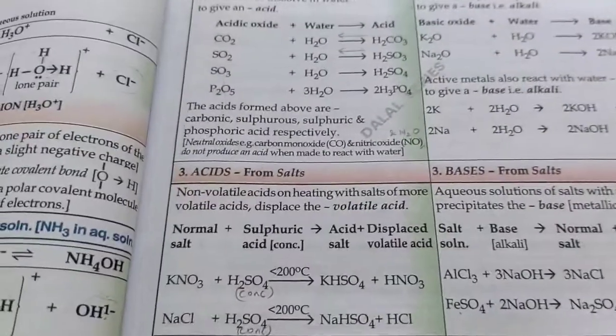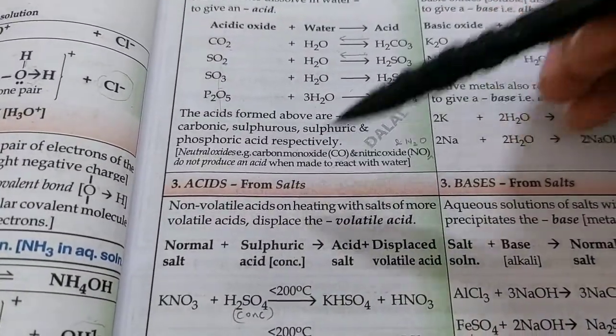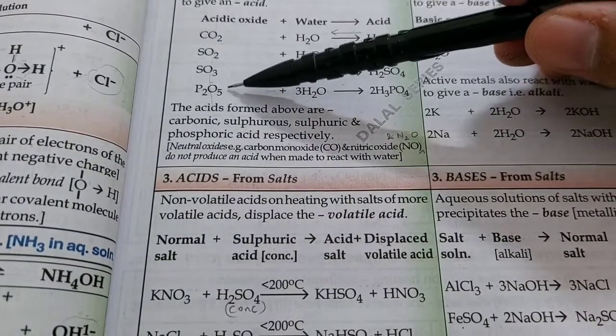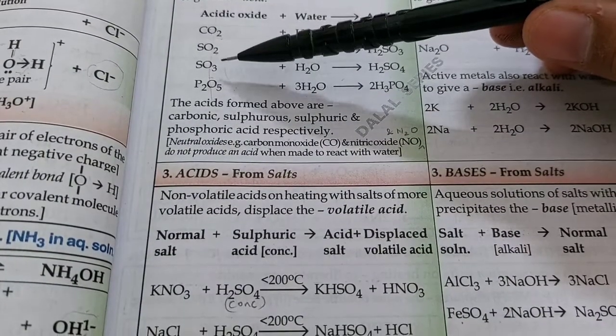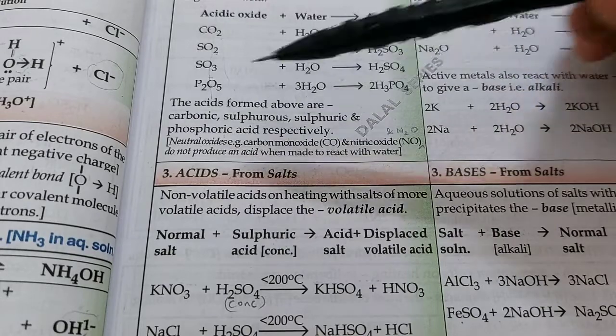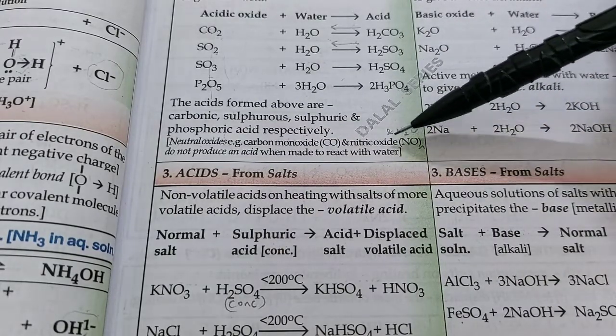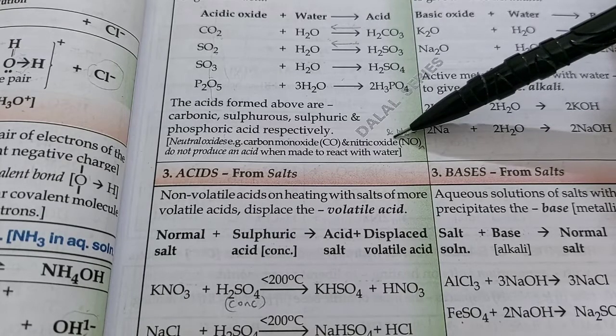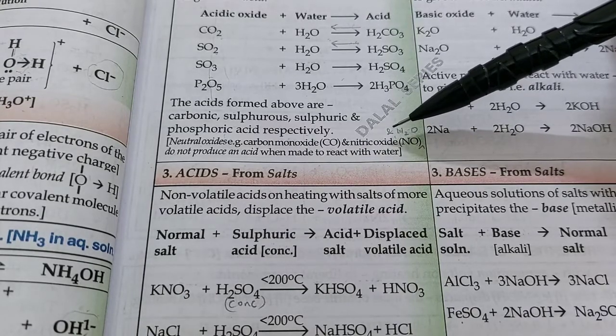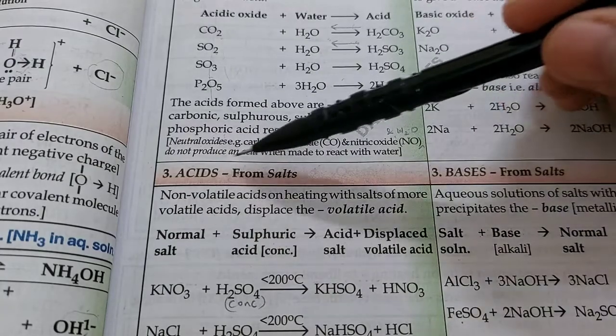Another method of creating acids is from the salts. Notice that these are all acidic oxides, but there are some neutral oxides also, like carbon monoxide, nitric oxide, and dinitrogen oxide. These are non-metallic oxides, but they don't dissolve in water, or if they do, they don't form acids at all. So they are neutral oxides.